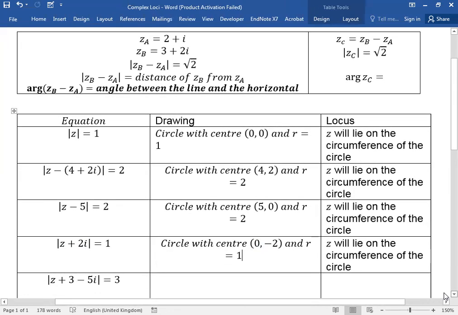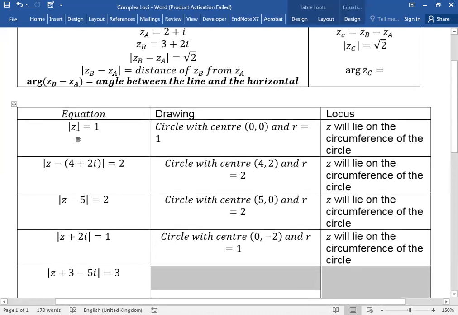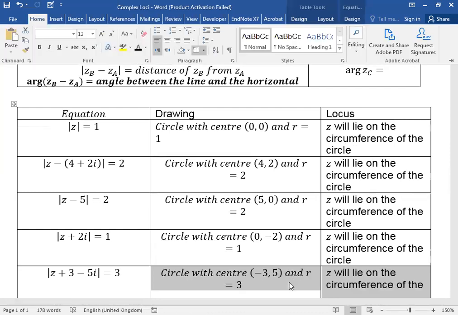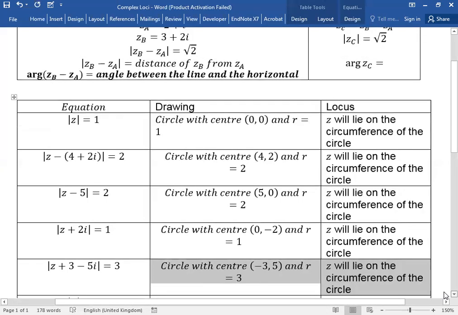Again, same thing. What will be the center for this one? (-3, 5) will be the center, and the radius will be 3. Is this clear, class? And again, z will lie on the circumference.